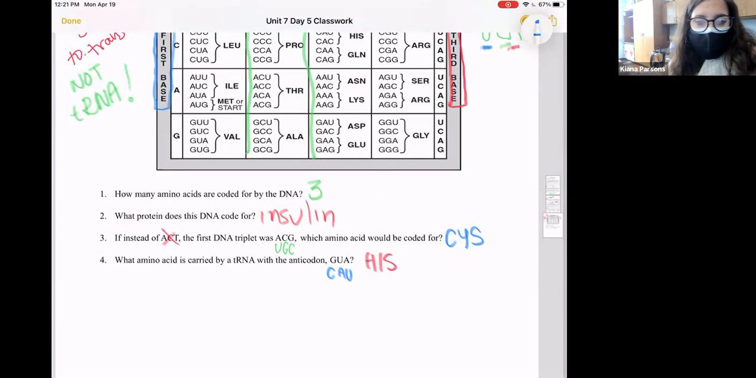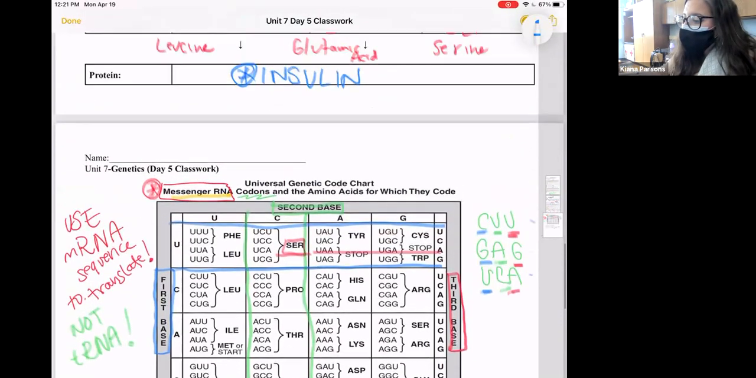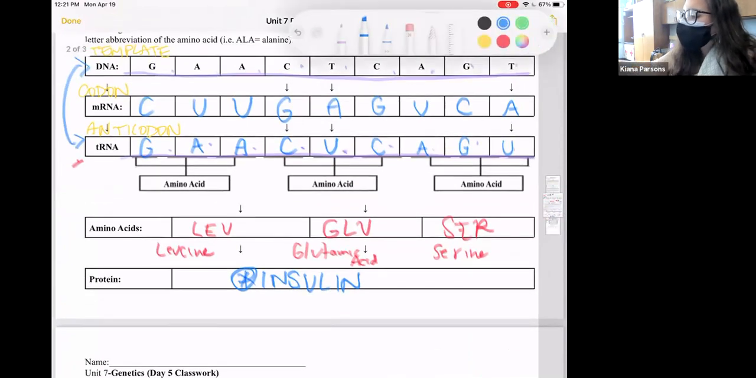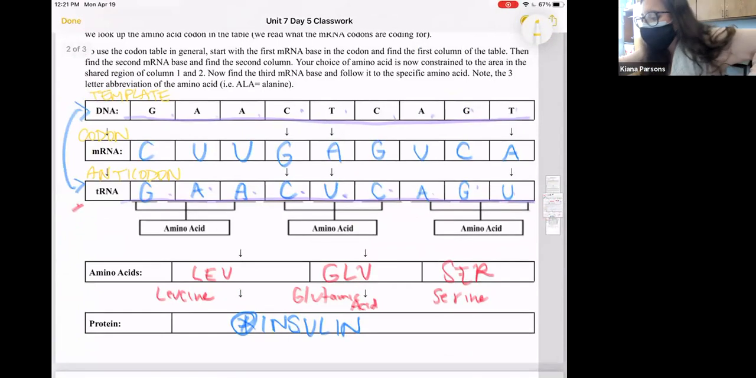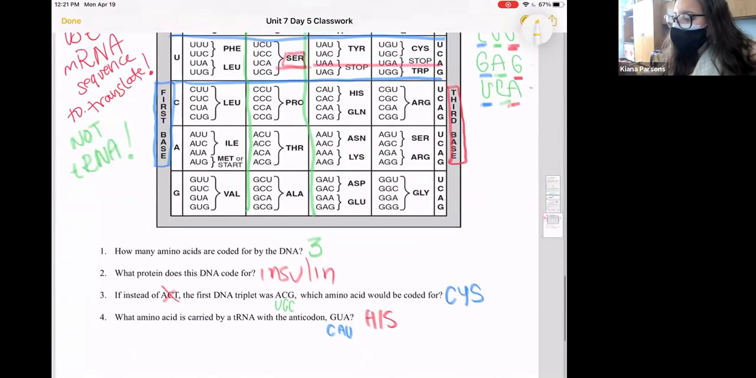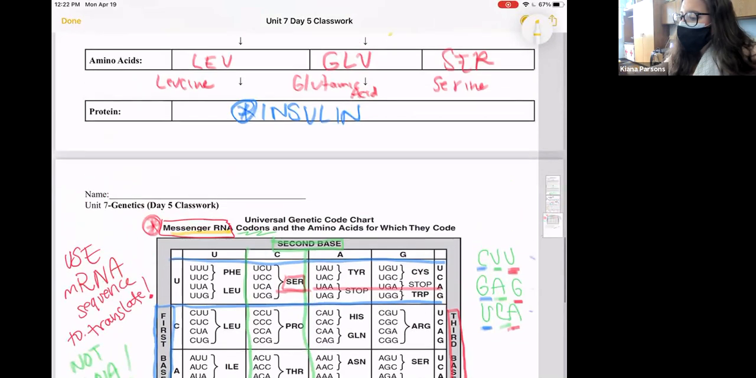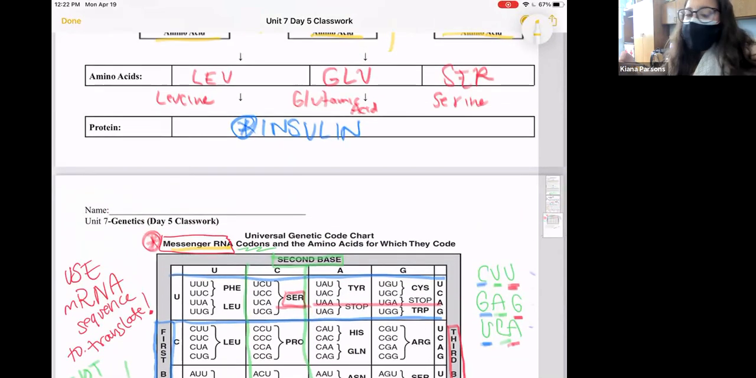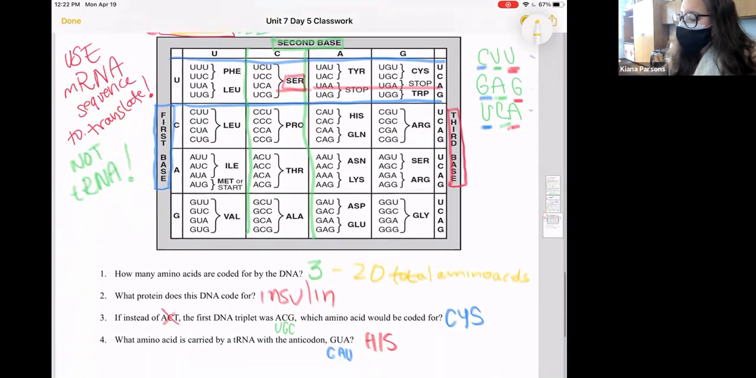All right, so now these are the answers to the last 3 questions. How many amino acids are coded for by the DNA? It's 3, because we have 3 triplets or 3 codons. So we could figure that out up here, 1, 2, 3, and we can see 1, 2, 3 amino acids. That's just the number of codons in the sequence. But you might have also interpreted that question to mean how many amino acids are there, in which case there are 20 total amino acids that could be coded for by DNA. But it seemed like most people just got 3. Which protein does this DNA code for? Again, you could have just written LEU-GLU-SER, but the answer based upon that riddle is insulin.